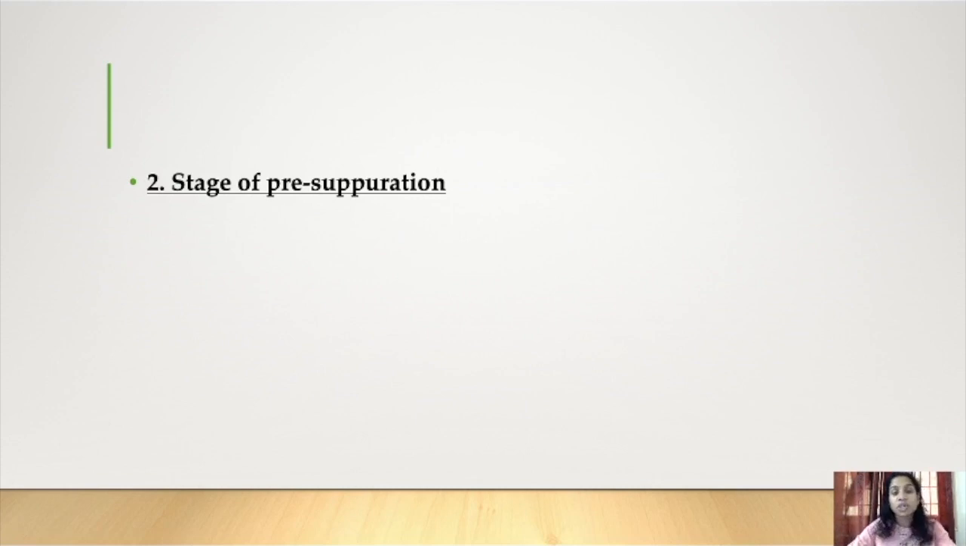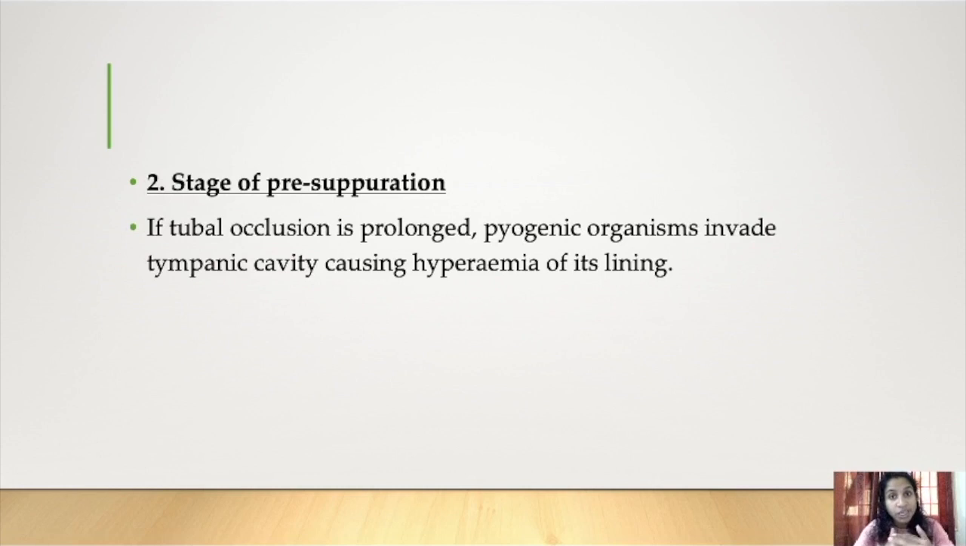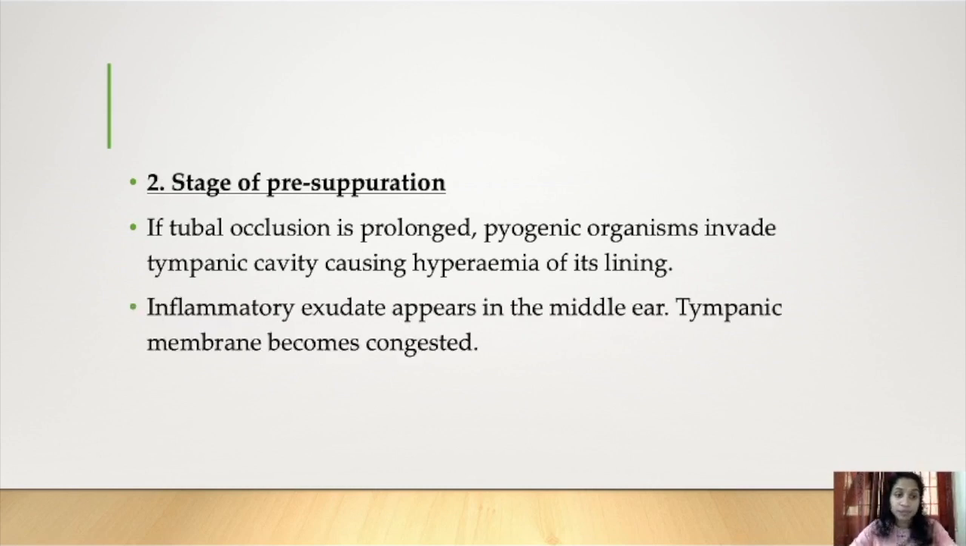If tubal occlusion is prolonged, pyogenic organisms invade the tympanic cavity, causing hyperemia of its lining. So if this occlusion is prolonged, these pyogenic organisms will invade the middle ear cavity and cause hyperemia of the lining of the middle ear. Inflammatory exudate appears in the middle ear. If inflammation is there, the exudates will come and collect in the middle ear. The tympanic membrane becomes congested. Not only the middle ear lining, the tympanic membrane will also get congested.